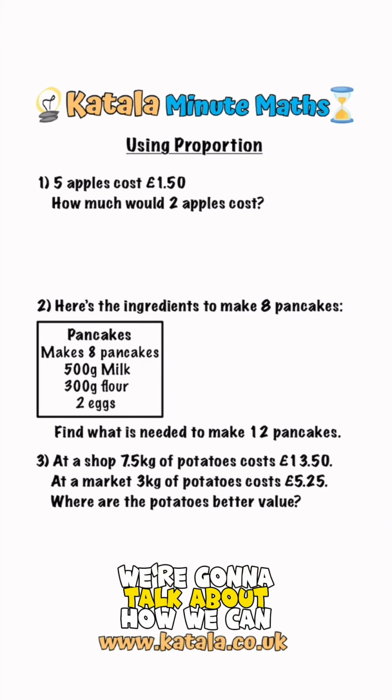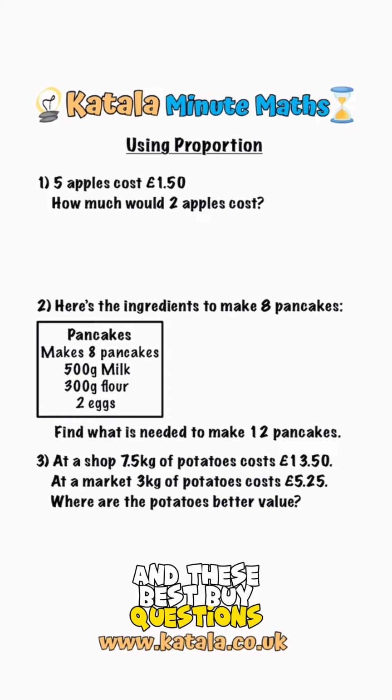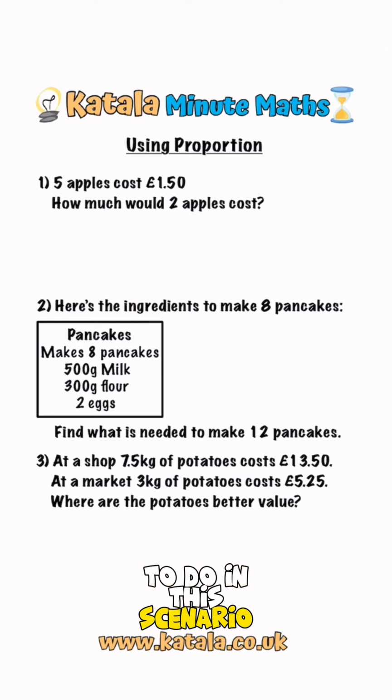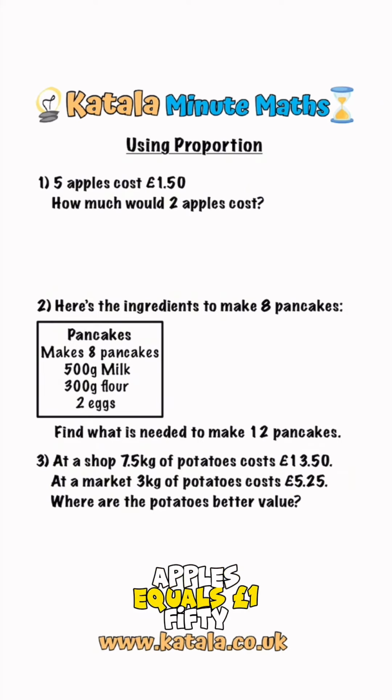In this video, we're going to talk about how we can use proportion to tackle these recipe questions and these best buy questions. So starting off with this question here, 5 apples cost £1.50. How much would 2 apples cost? So what I like to do in this scenario is write down this information in a mathematical way. So I can say that 5 apples equals £1.50.